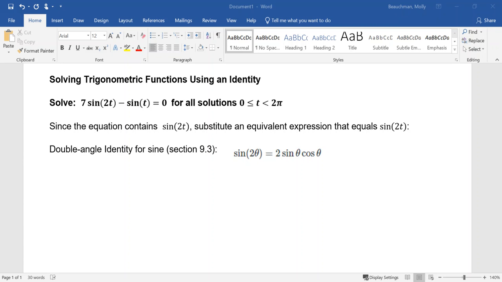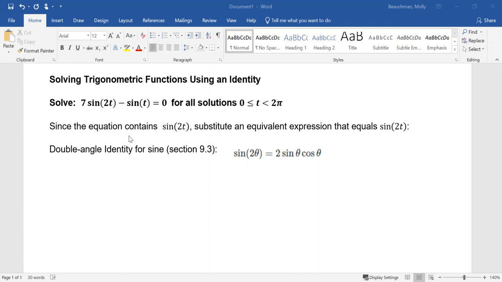In this video, we'll take a look at how to solve a trigonometric equation using an identity. So we're going to solve the equation 7 times the sine of 2t minus the sine of t is equal to 0 for all solutions between 0 and 2 pi.